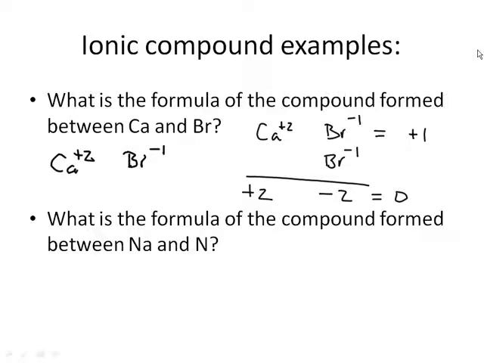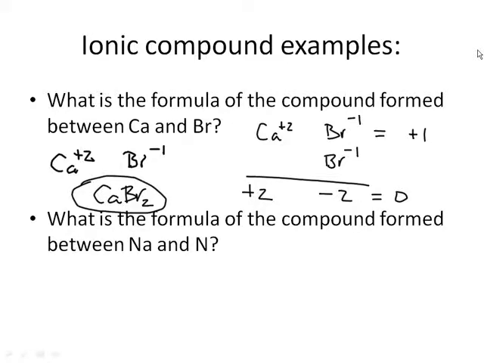So how do I take this information and make a formula? Well, remember, formulas are the elements written with numerical subscripts telling us how many of each there are. So calcium, there's only one of, so I just write calcium. And bromine, there is two of, so I have Br2. So the formula of the compound formed between calcium and bromine is CaBr2.